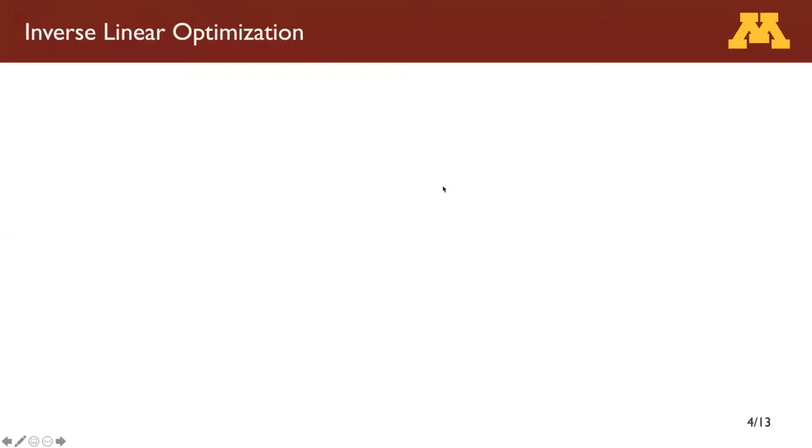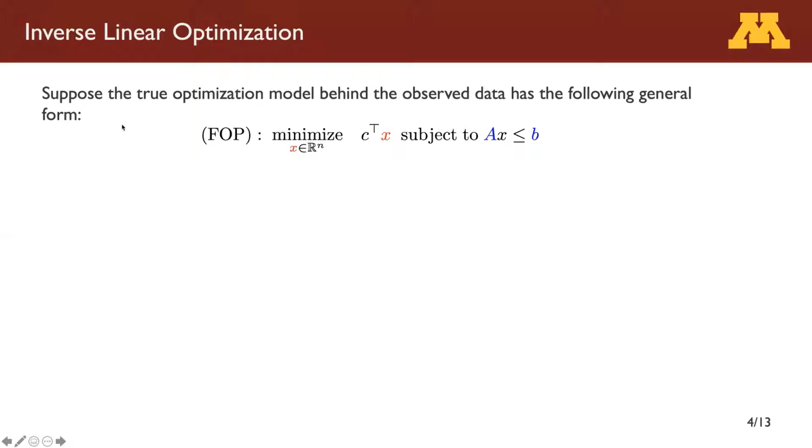Okay, so now let me switch focus and introduce the specific problem that we consider in this work. While the underlying optimization problem can take any general form, here we restrict ourselves to linear problems. We assume that the underlying data generating process has this form. The decision maker is minimizing the cost c transpose x subject to a set of constraints Ax ≤ b. In this model, x are the decision variables and A and b are the input variables.